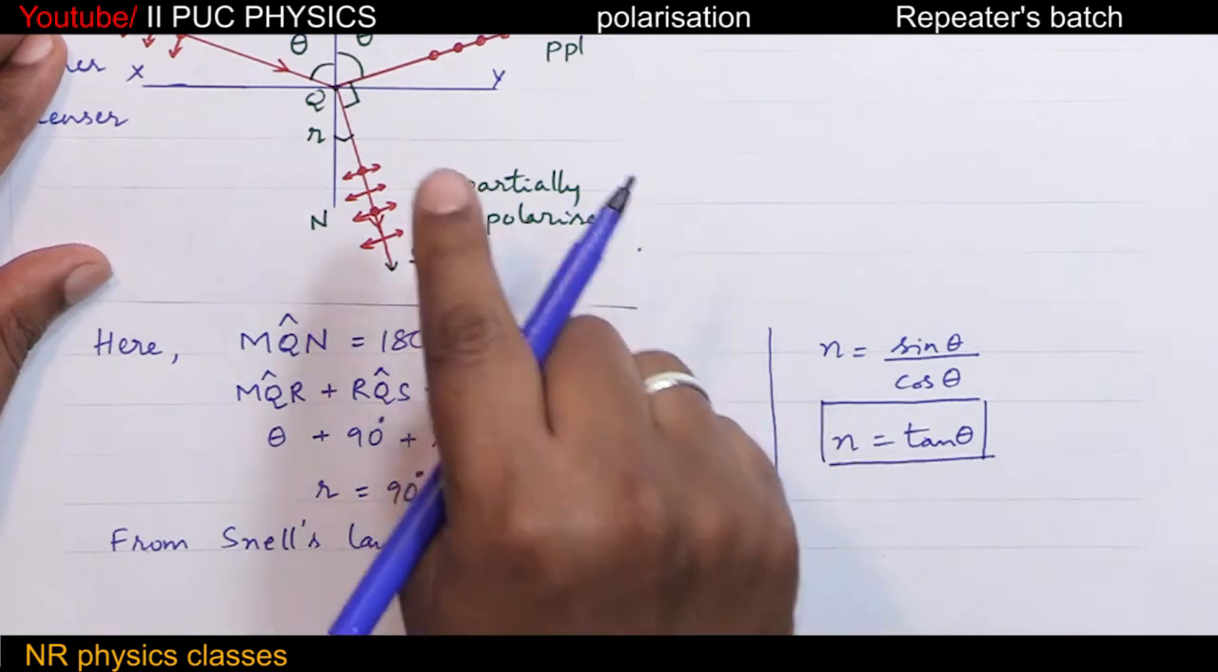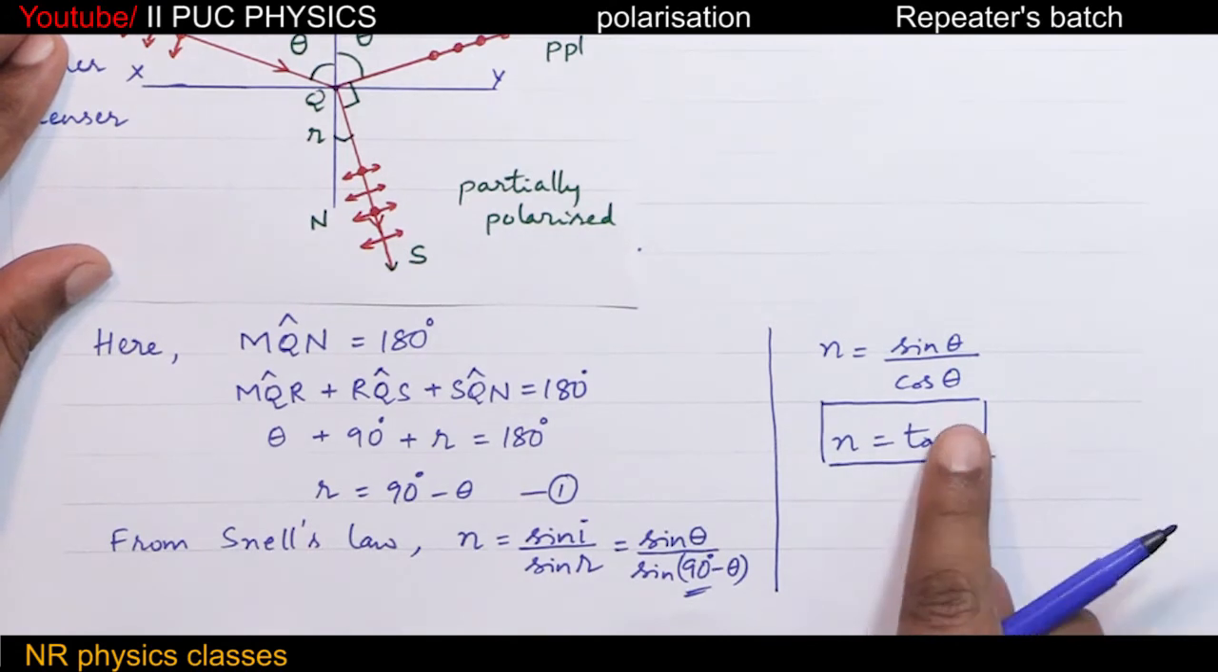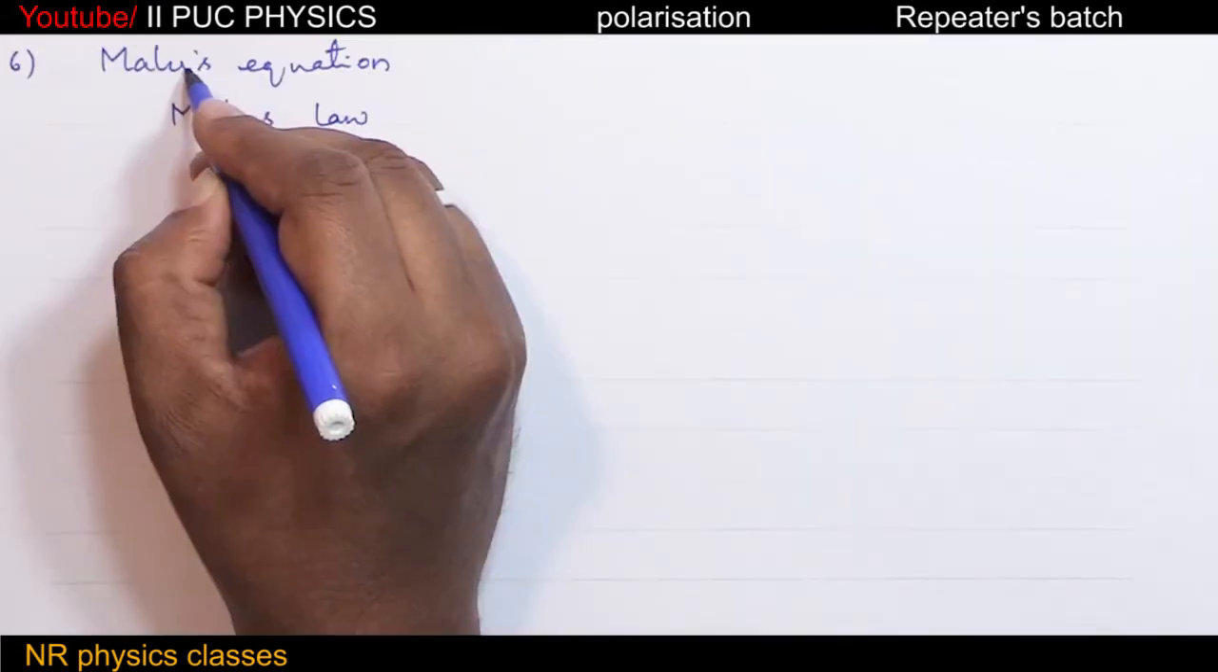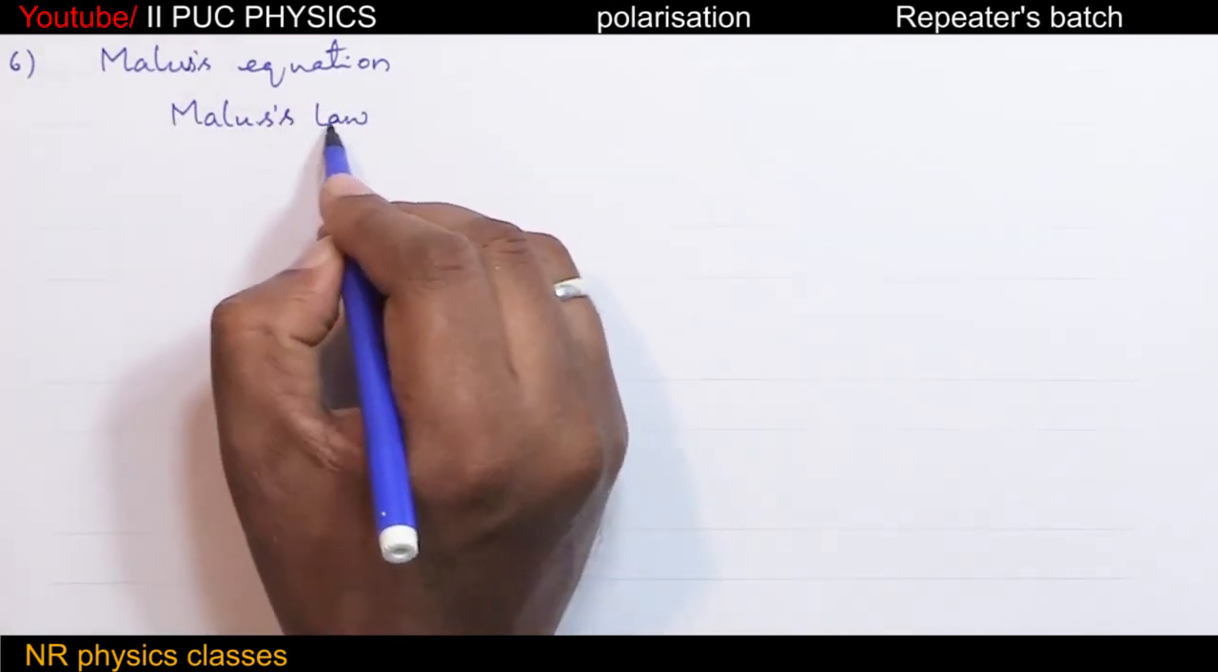Students, write a few steps in the beginning, the diagram, then these steps. This is for 3 or 5 marks. Malus equation and Malus law.